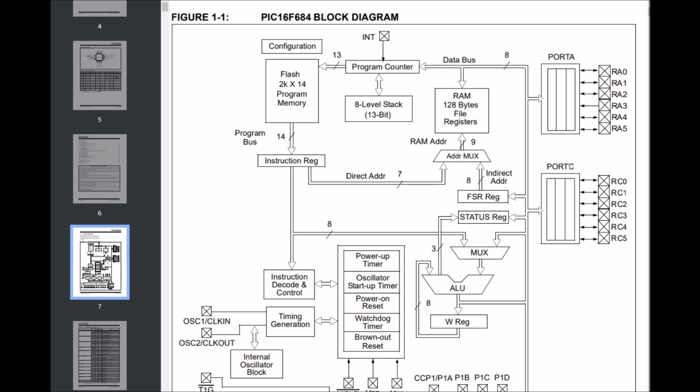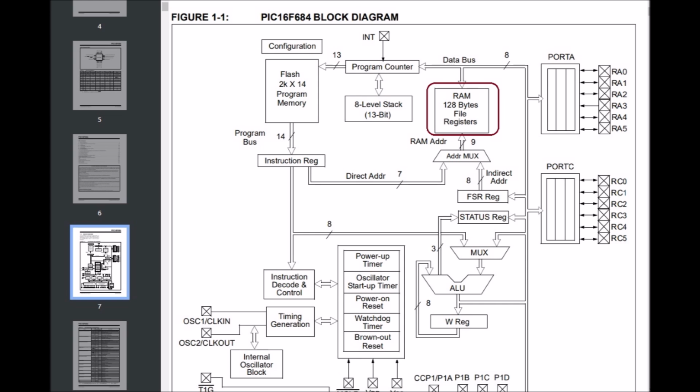Next, I would like to discuss the RAM in the PIC16F684. The random access memory, RAM, in the PIC16F684 microcontroller is a vital component used for temporary data storage during program execution. Here's a summary of its key aspects.